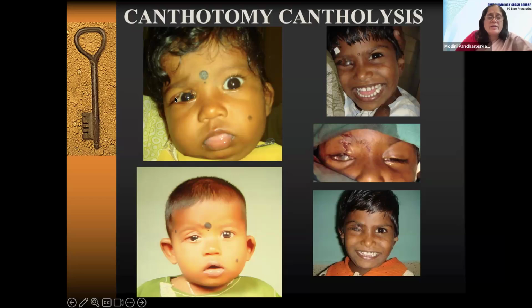Often we find that the defect is not as large as it is seen in the pictures. When you bring the two edges together with two-edged forceps, it is quite a small defect and you can get away with a canthotomy, cantholysis alone.